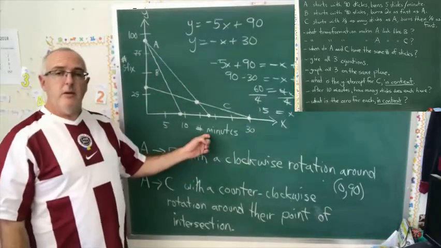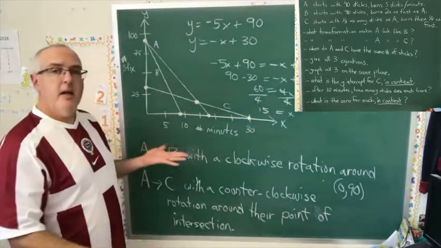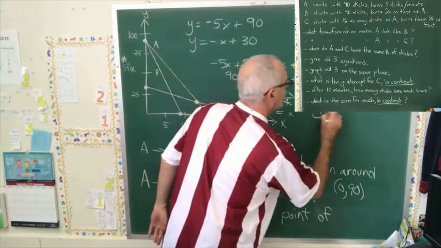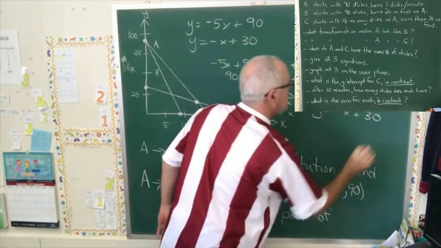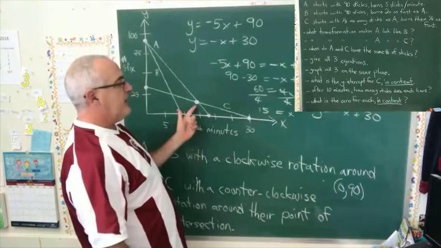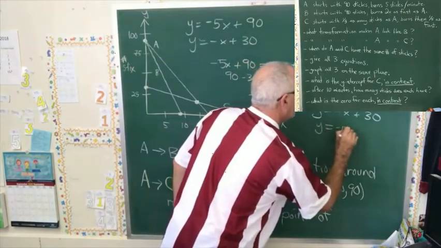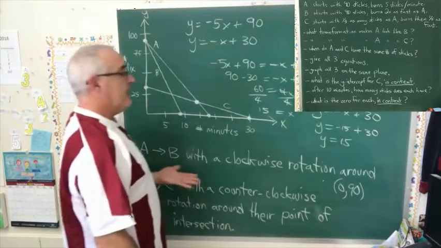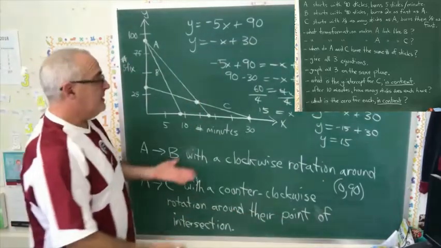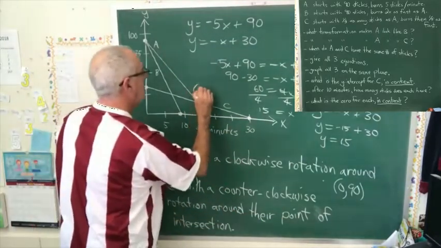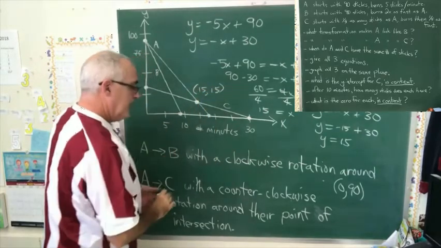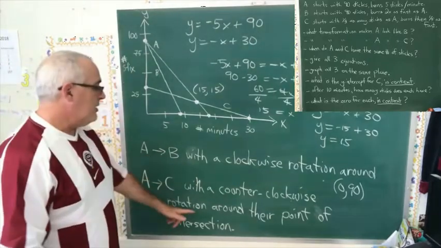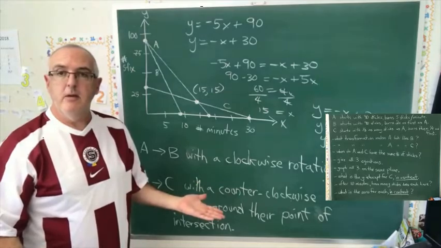X is the number of minutes, so we've answered the question. It took 15 minutes. How many sticks? Well, they didn't really ask us how many sticks are left after 15 minutes, but we can figure it out. We have y equals negative x plus 30 for C's equation. The x coordinate at this point has to be 15, so y equals negative 15 plus 30. Therefore, y equals positive 15. The point of intersection is 15, 15. So if I want, I can make this answer shorter now. A turns into C with a counterclockwise rotation around the point 15, 15.